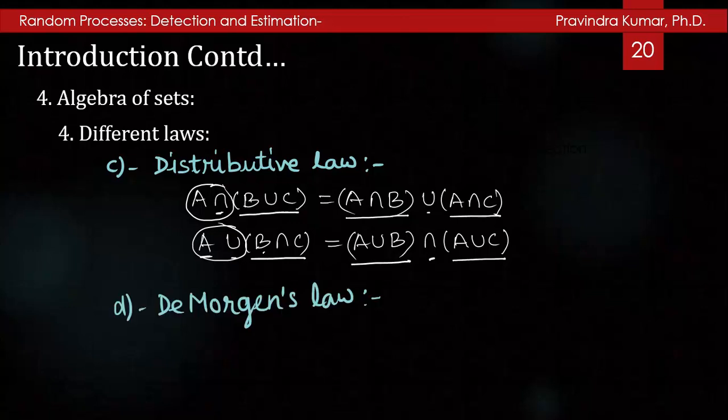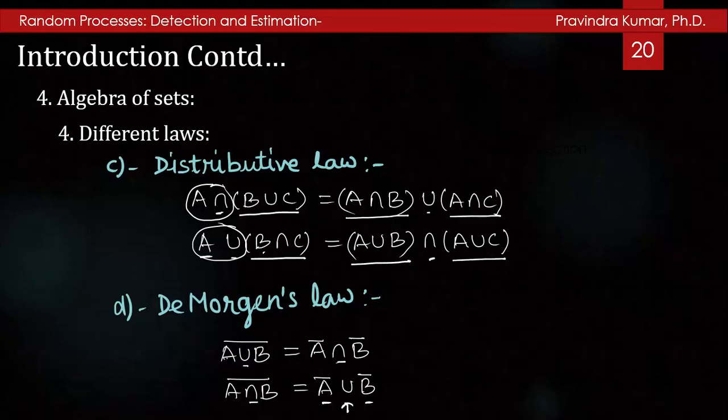Another is De Morgan's law. According to this, (A union B) whole bar will be equal to A bar intersection B bar, and (A intersection B) whole bar will be equal to A bar union B bar. So if I want to distribute this whole bar into individual events A and B, then I will change my notation from union to intersection or intersection to union. This is De Morgan's law.